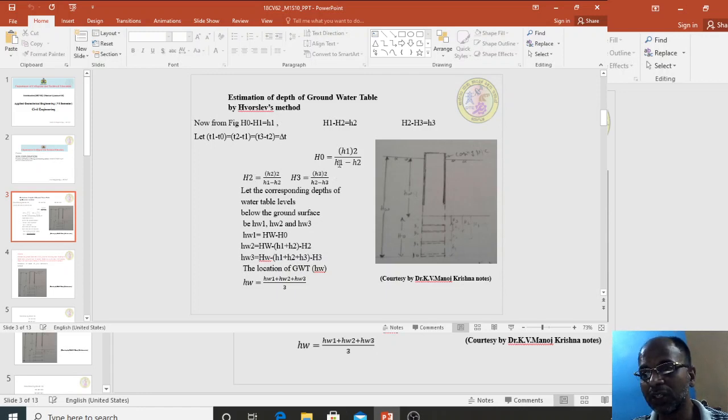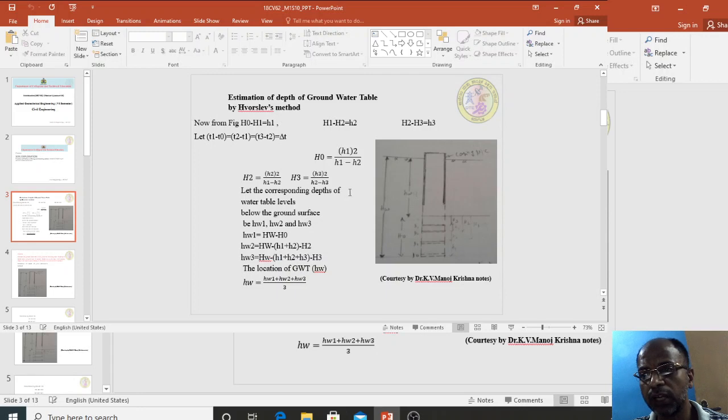So, capital H1 is equal to h1 square divided by h1 minus h2. Capital H2 is equal to h2 square divided by h1 minus h2. Capital H3 is equal to h3 square divided by h2 minus h3. Once you have calculated these, please keep it in mind, he has given that equation and we have to use it because it is an empirical equation he has proposed.